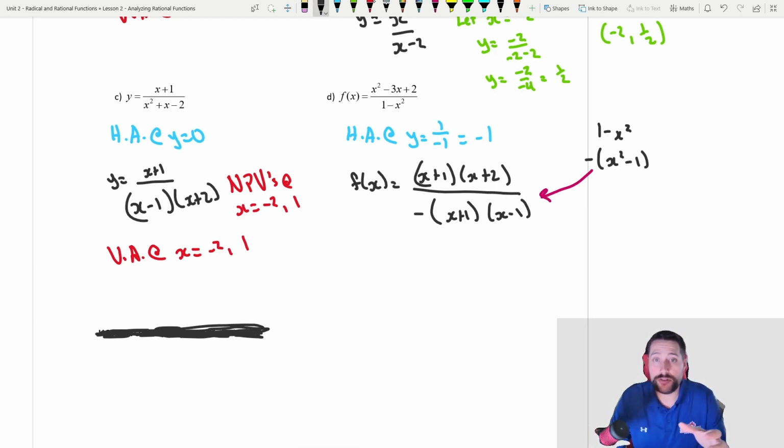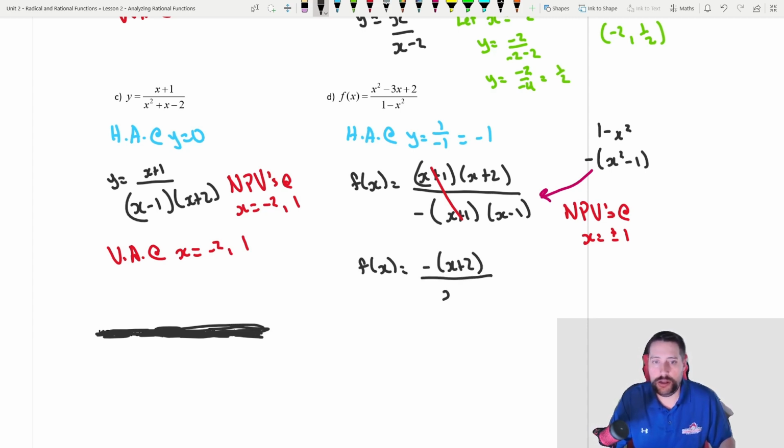Before we get to canceling, I'm getting ahead of myself here. Before we cancel, we say the NPVs are at x is equal to positive or -1. Now we can cancel the x plus 1s. So we have f of x is equal to negative x plus 2 divided by x minus 1. It doesn't matter where the negative goes, it can be in the numerator or denominator. We can also say that we have a vertical asymptote now, at the one that's left, x is equal to 1. We need to find now the point of discontinuity.